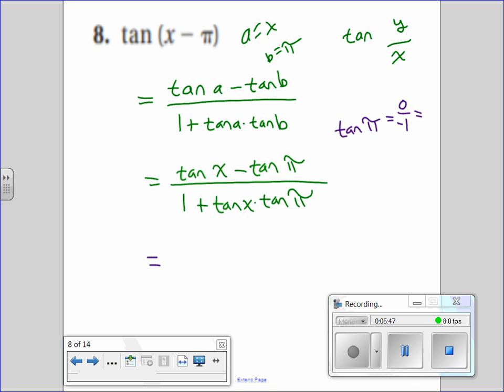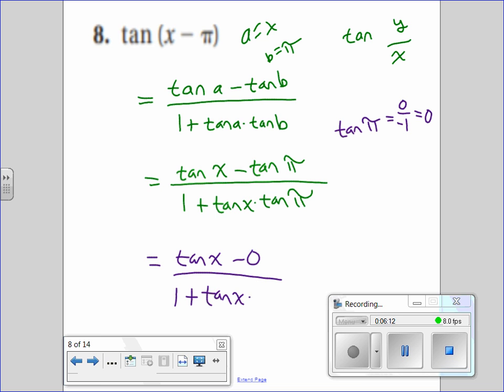Is that something you're allowed to do, 0 divided by negative 1? If you don't remember, type it in, 0 divided by negative 1. You're allowed to do it. What Kylie's thinking of is that you're not allowed to divide by 0. That's when it's in an illegal position. But you are allowed to do 0 divided by negative 1, and so it's 0. So everywhere you see a tan pi, there's going to be a 0.